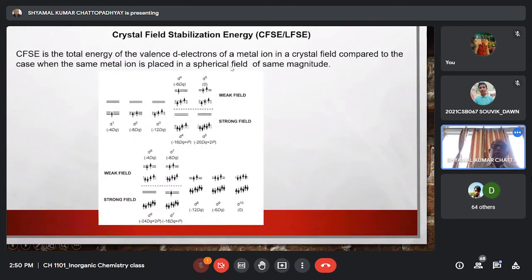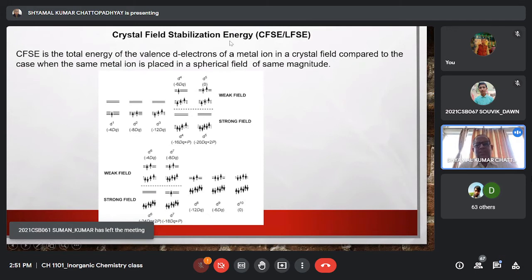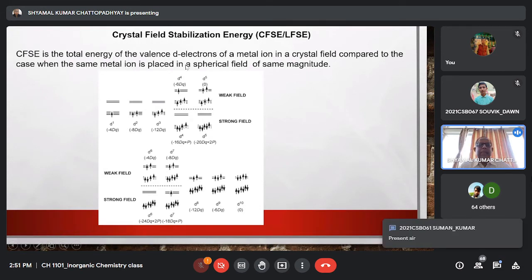Then we go to another very important quantity called crystal field stabilization energy, or some books call it ligand field stabilization energy. If it is crystal field stabilization energy, it is called CFSE, and if it is ligand field stabilization energy, it is called LFSE. So what is CFSE or LFSE? It is the total energy of the valence d electrons of a metal ion in a crystal field compared to the case when the same metal ion is placed in a spherical field of the same magnitude.